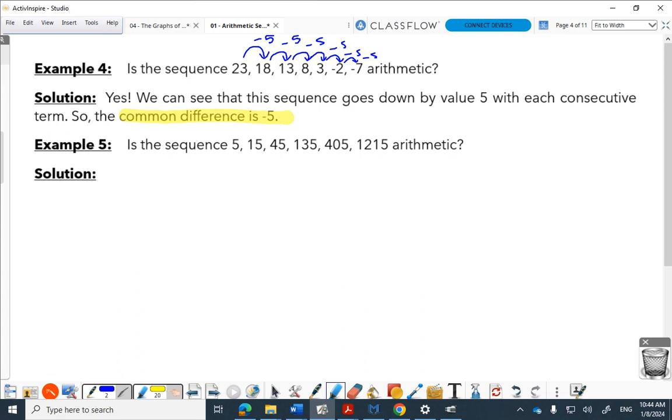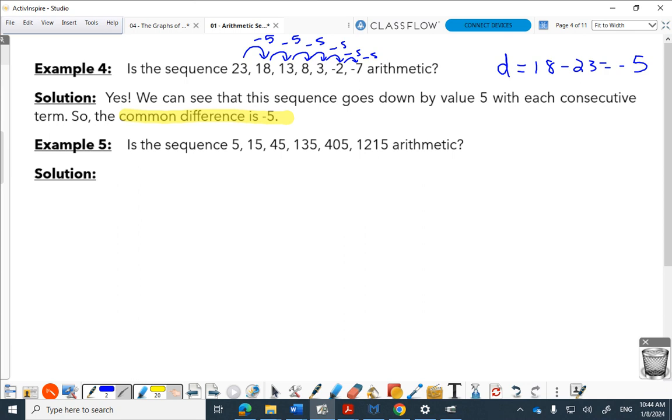How would you get that common difference? If the numbers get complicated, you just take one of the terms and you subtract the previous term. And that's why it's negative 5, because it's going down. That's if the numbers get complicated. If the numbers are simple, you might be able to just look at it, and that's fine. But if you had to calculate it, you'd subtract.